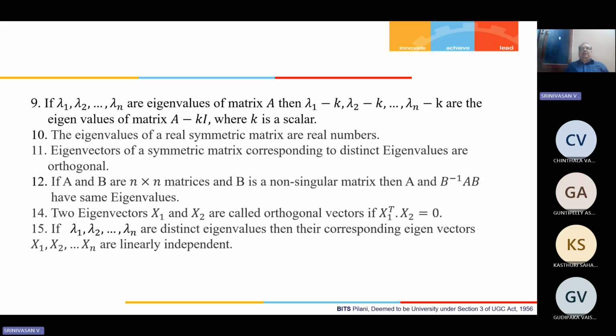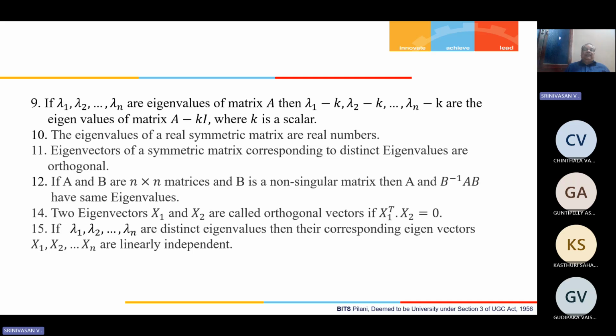If lambda 1, lambda 2, up to lambda n are eigenvalues of matrix A, then lambda 1 minus k, lambda 2 minus k, up to lambda n minus k, that means subtracting k from each of the eigenvalues, will be eigenvalues of A minus kI. You can't just put k because it is the subtraction of matrices; they should be of the same order. So A minus kI, as you got A minus lambda I. The k is a scalar.